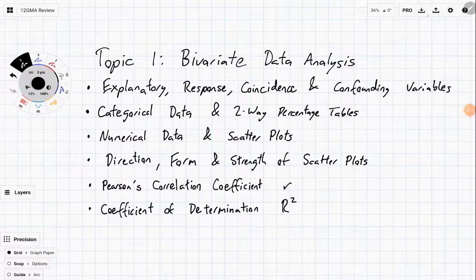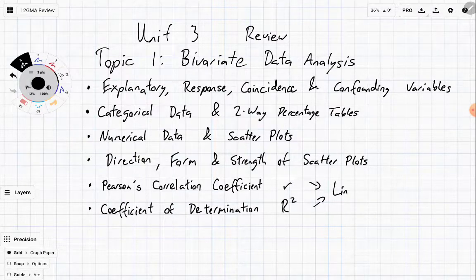So today we're going to be having a look at a recap of Unit 3, Topic 1, Bivariate Data Analysis, and this is our review. So this is to just make sure we're all on the same page. There's 6 things I want to go through: explanatory and response variables, coincidence and confounding variables, categorical data and 2-way percentage tables, numerical data and scatter plots, direction, form and strength of scatter plots, Pearson's correlation coefficient R, and the coefficient of determination R squared, and how these both relate to a line of best fit.